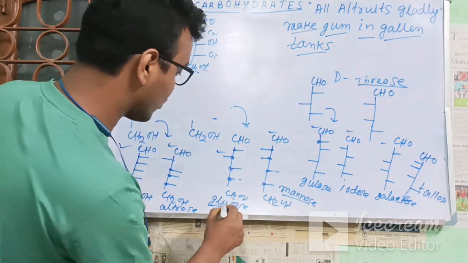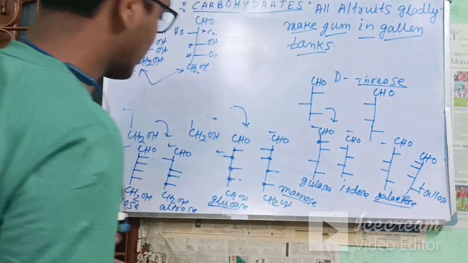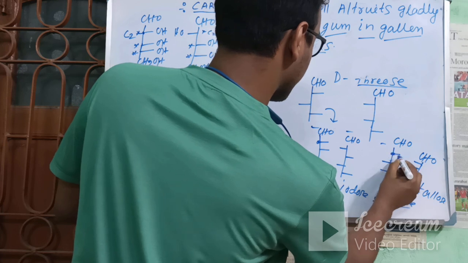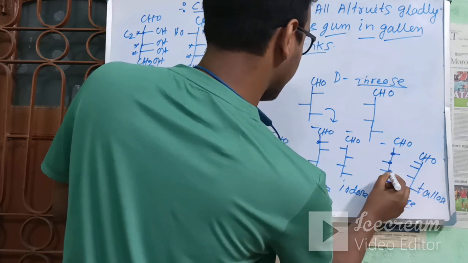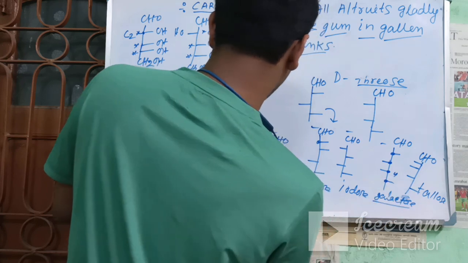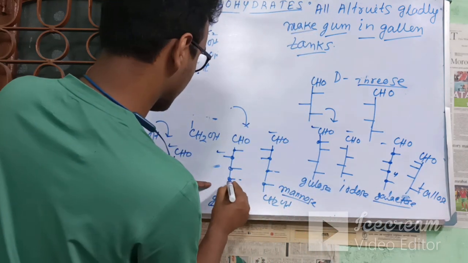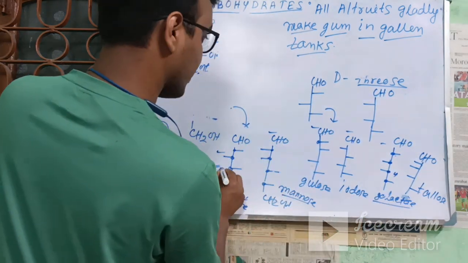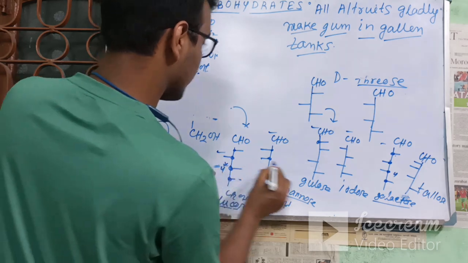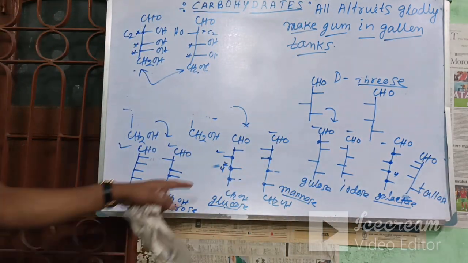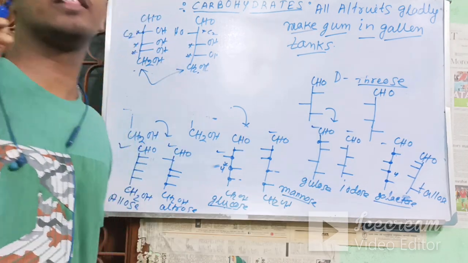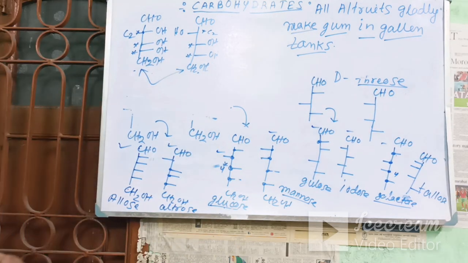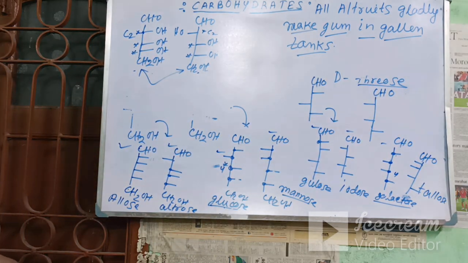Similarly, if we see glucose and galactose, you see here this carbon atom is the same, this carbon atom is the same, this carbon atom is the same, only this carbon atom, C4, is different. Okay, this one is the same, this one is the same, and only this one is different, the C4 carbon atom. So we can say that glucose and galactose are C4 epimers. Okay, here also we can say that glucose and mannose are C2 epimers. Okay, all differing only in one carbon atom.